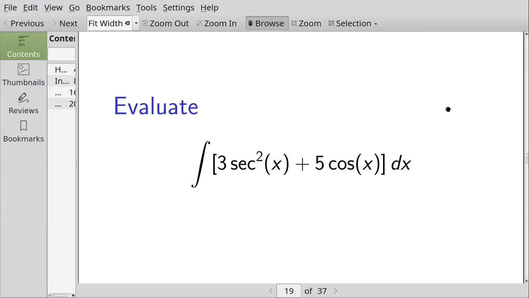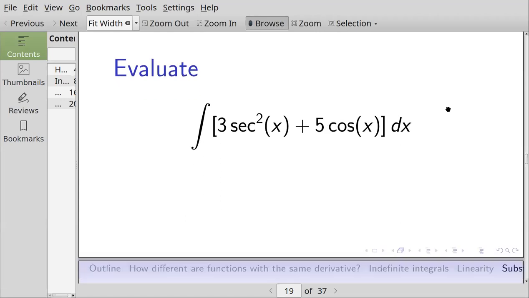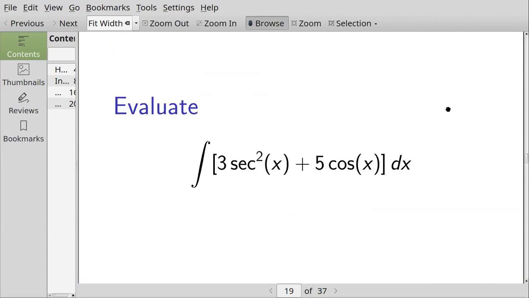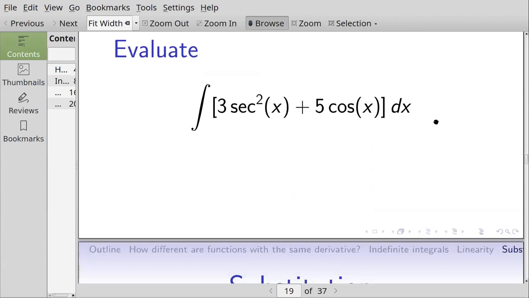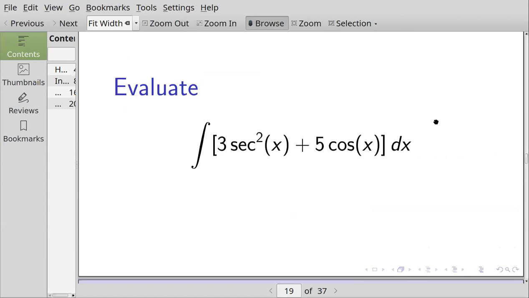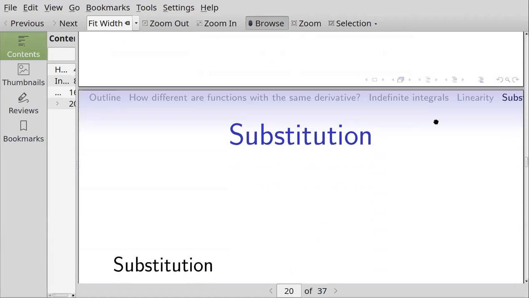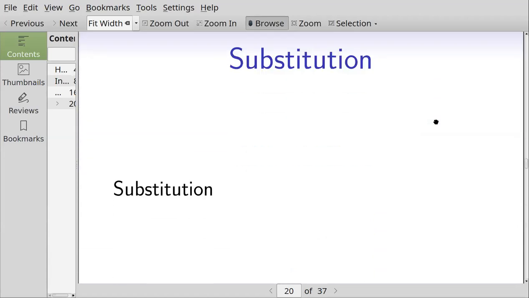3 tan of x. Right, so 3 times tangent of x would give me 3 secant squared x, plus 5 times the sine of x would give me 5 times the cosine of x when I take the derivative, and then plus c. Okay? All right. So those were a few simple integrals. And now, this is an illustration of how you would use linearity to do the problem. Break the integral up into something simpler.